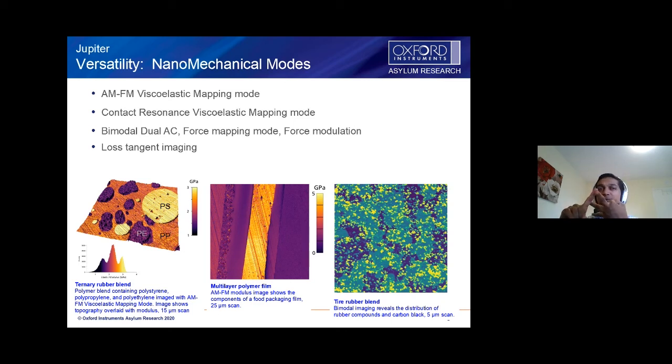And then the type of measurement you want to do, for example, you want to measure adhesion. On the instrument that UT Dallas has, AM/FM viscoelastic mapping mode is the mode you would use to measure adhesion. The type of probe I would select would be something that's not too stiff.